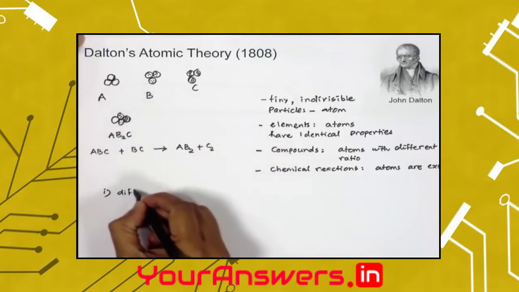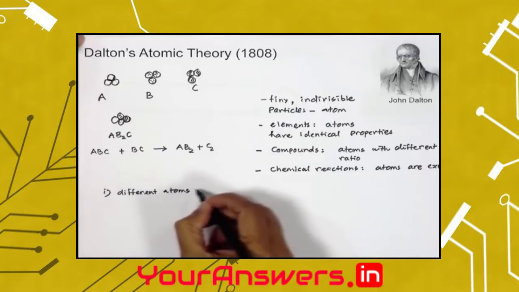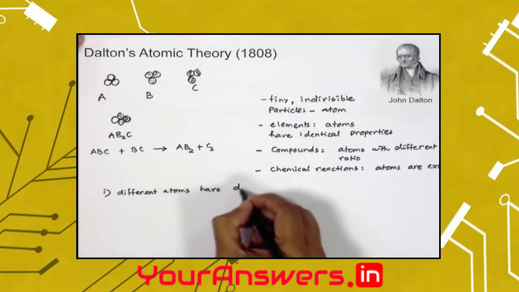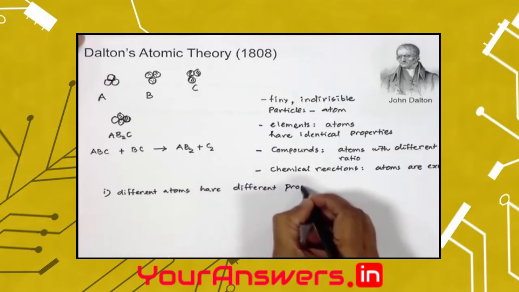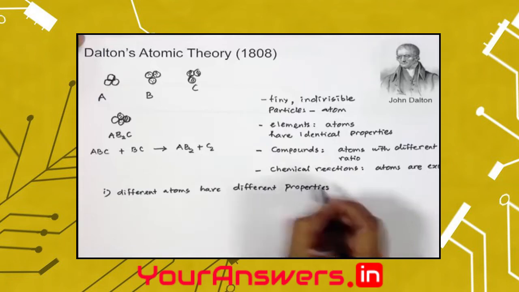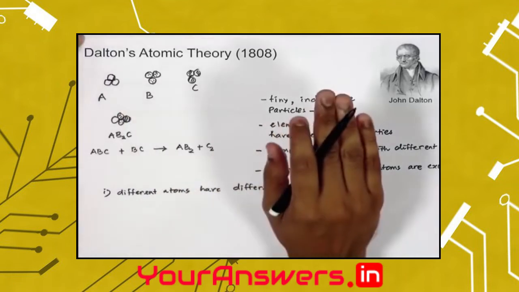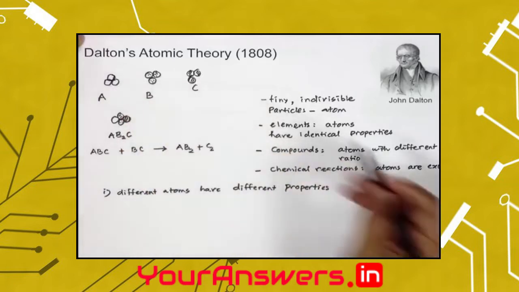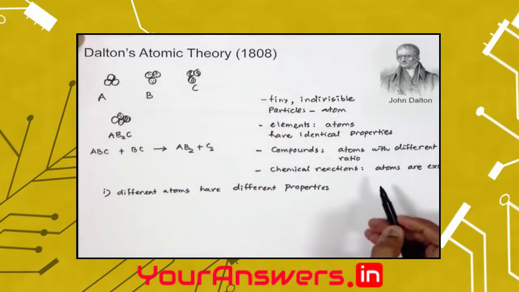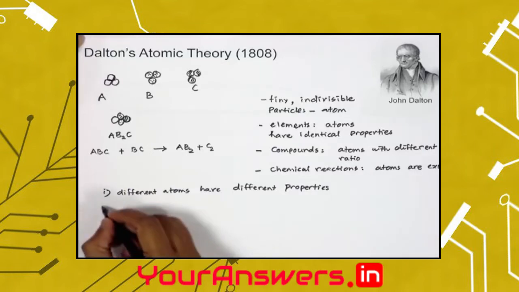So, different atoms have different properties. Dalton's atomic theory suggested that all the atoms of element A have the same identical property. All the atoms of B have the same properties, but atom B and atom A have different properties. But why should they have that? That was not explained by Dalton's atomic theory.